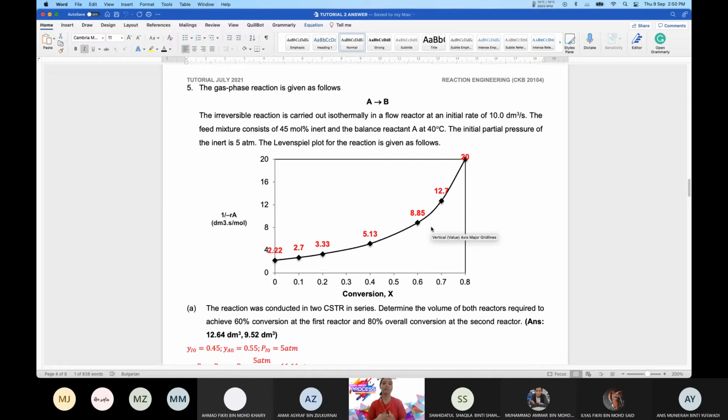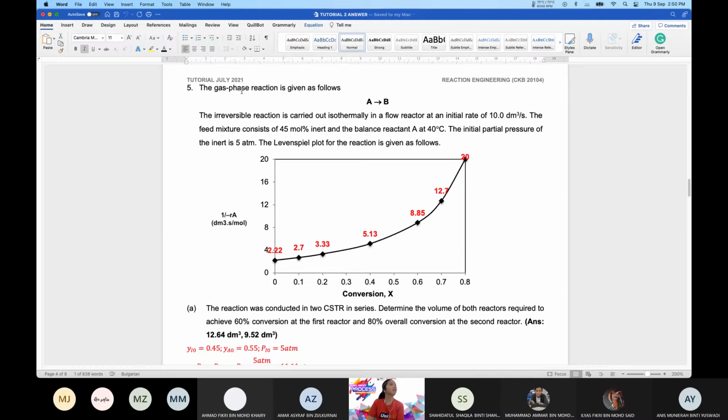Tapi yang plot tu apa beza dia? Kalau table X minus RA, kalau plot dia akan 1 per minus RA. Part tu je kamu kena ingat. Dia mesti 1 per minus RA versus X. Okay, so bila nak ambil information tu, nak ambil maklumat daripada plot tu, kena ingat. Okay, so let us go to the question.